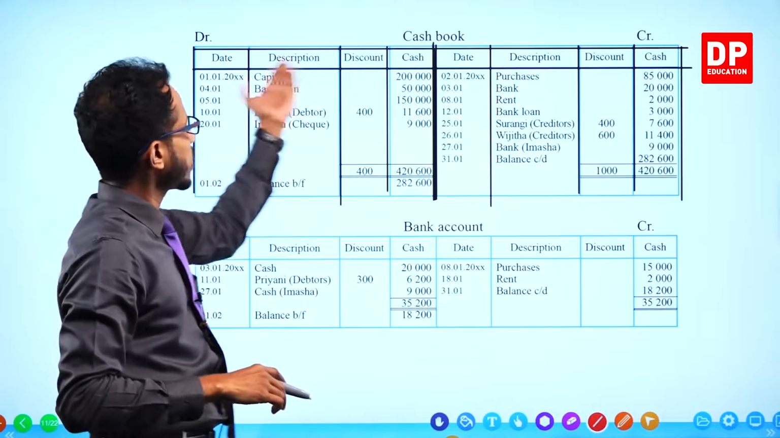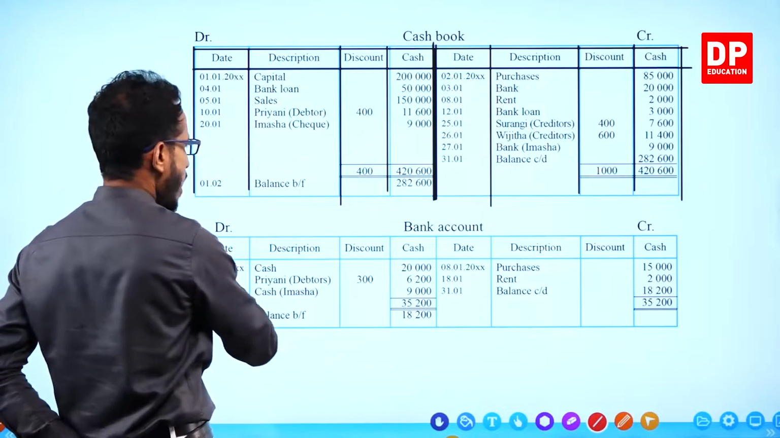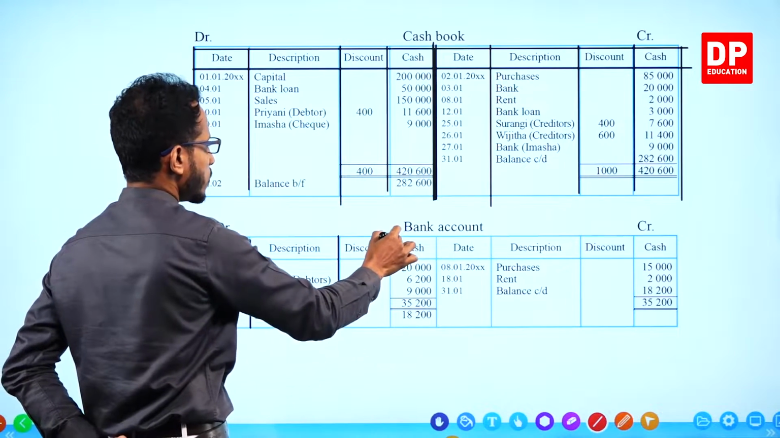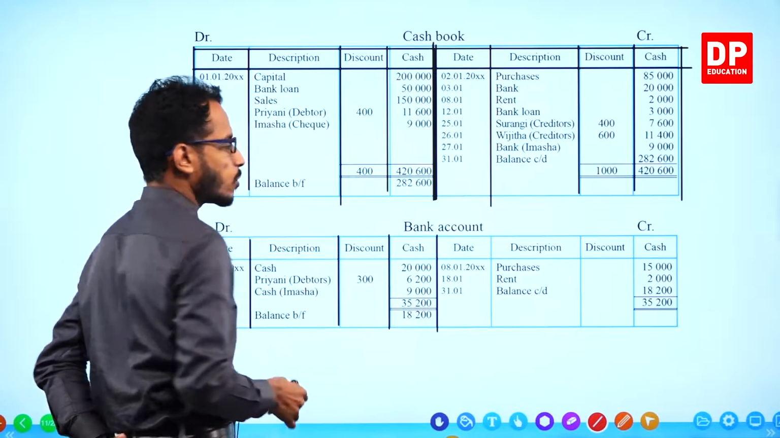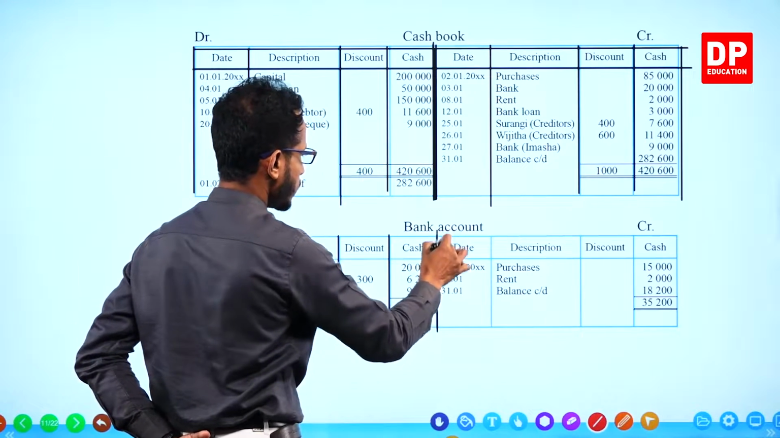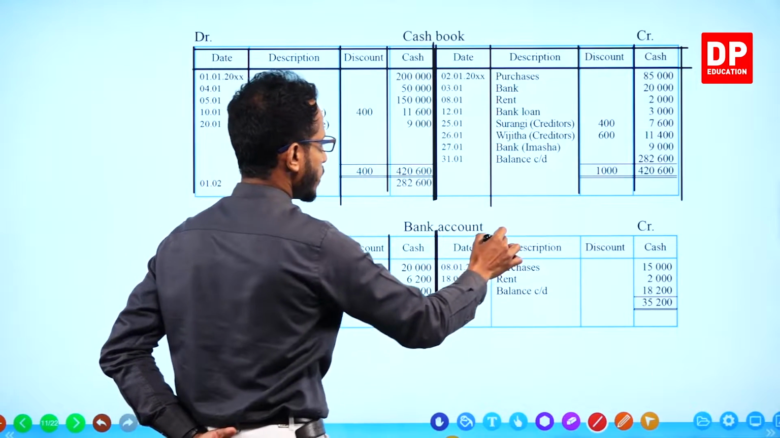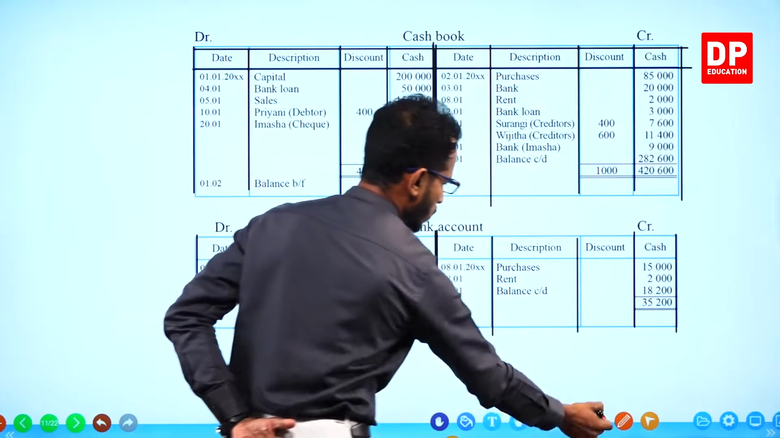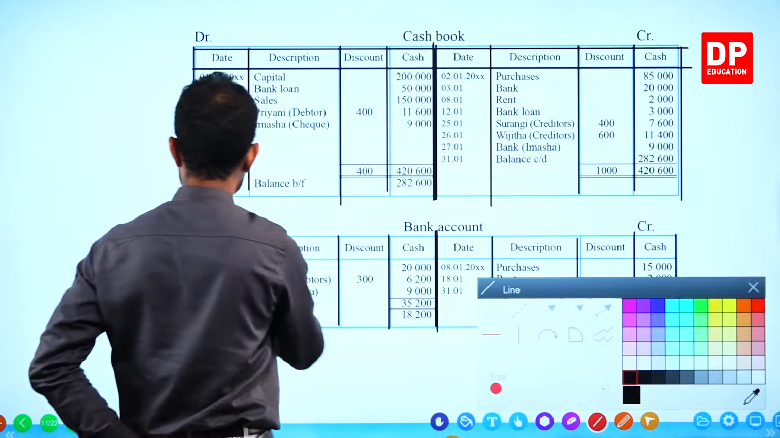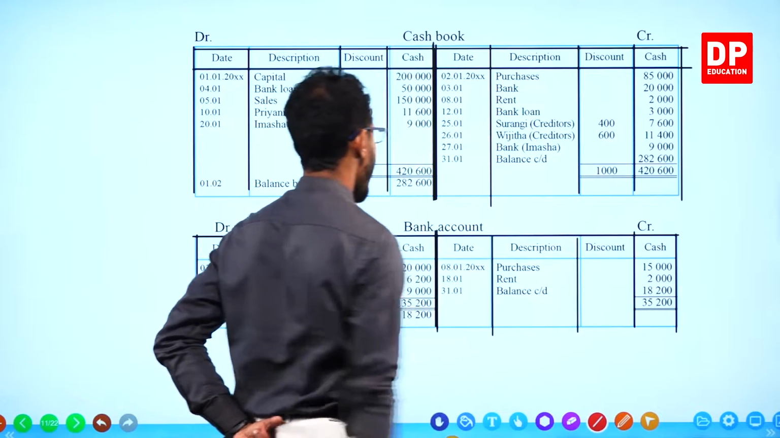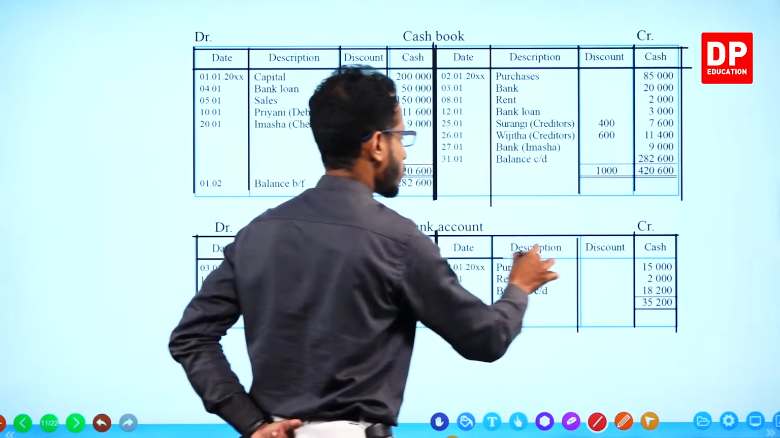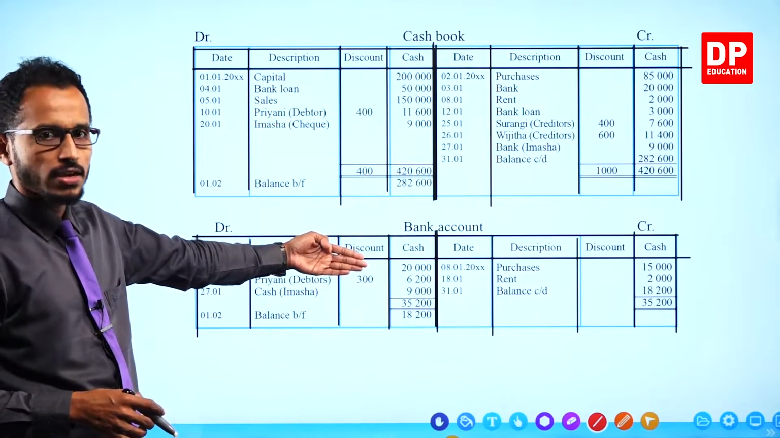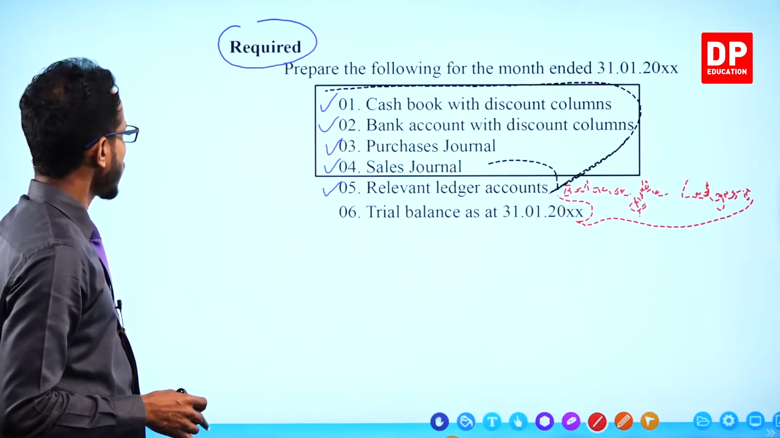Debit side and credit side. We have the bank book right here: date column, description column, discount column, amount. This is the center line. Again, date column, description column, discount, and amount. Amount means cash. There you go, that is your cash book and bank book. Let's record the transactions.